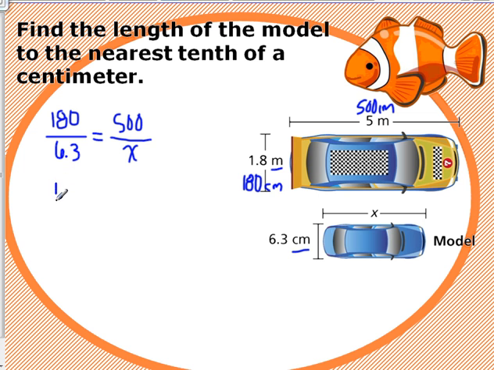So from here, I can just cross multiply, so I have 180x equals 500 times 6.3, which equals 3,150. Divide both sides by 180, and my x, or in this case my length, is going to be 17.5 centimeters.